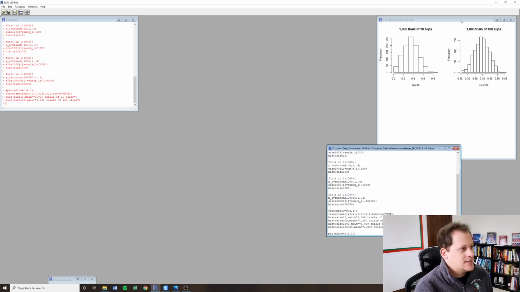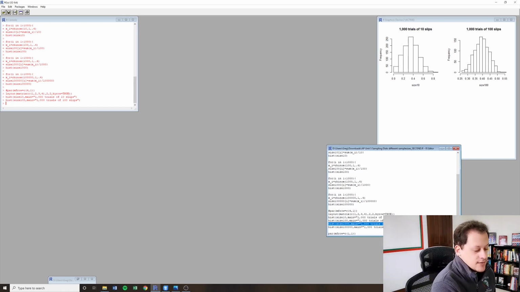Let's keep going. We've done 10 slips, 100 slips. Let's do 1,000 slips. Maybe you can guess what this histogram is going to look like. What are some of its features? What's the shape going to be? Where is it going to be centered? How big or small is the spread going to be on that horizontal axis?